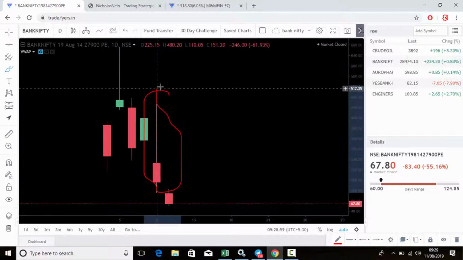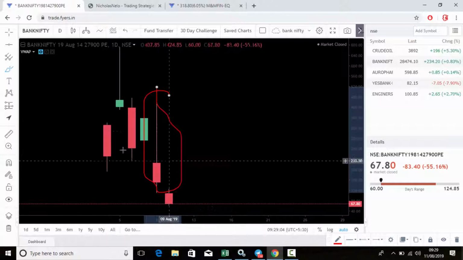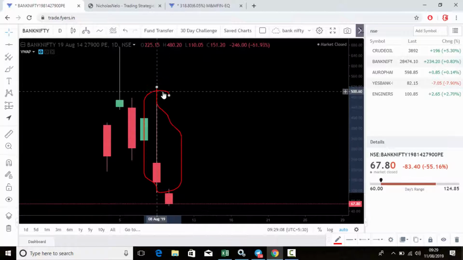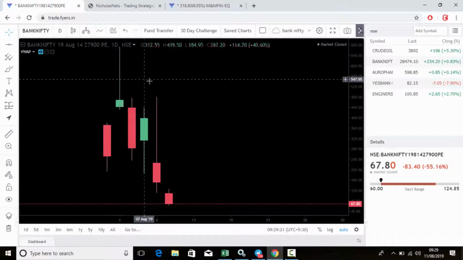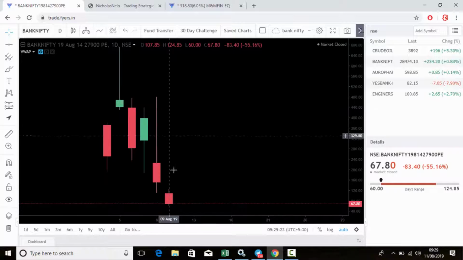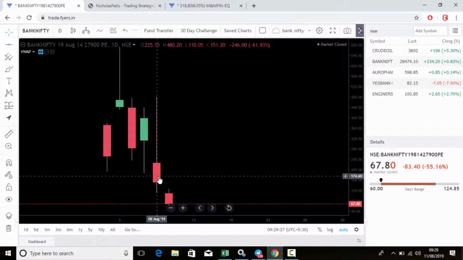See, the previous day is red, high selling pressure is on this 27,900 put. That means more people sold these put options. It's under selling pressure. So this is a hint that the market is in an uptrend. Bank Nifty is in an uptrend. That's why the put options have more change in open interest. And when we check the candle also, it shows a clear sell side. That means huge selling pressure. This is the first hint.